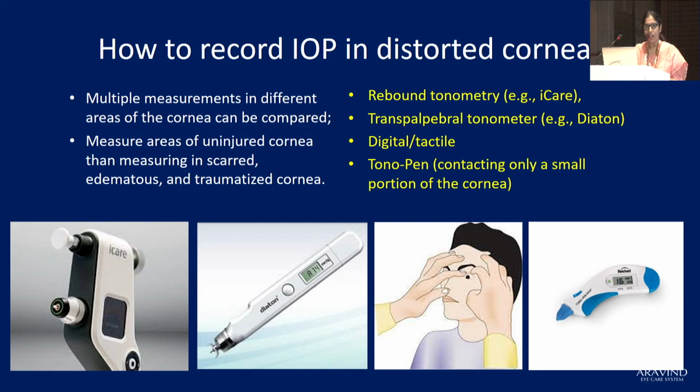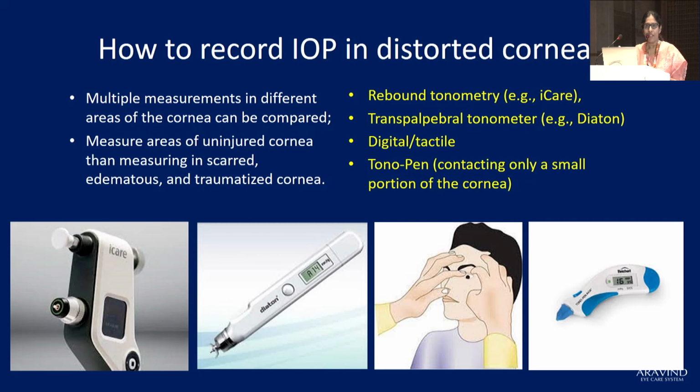So how do we record intraocular pressure in these patients? We all know they are all with acute trauma, so you might not be able to use your applanation tonometer in all of these patients. So it is important to identify an area where the cornea is relatively clear, and you can use instruments like an iCare tonometer or a Tono-Pen or a Perkins tonometer.